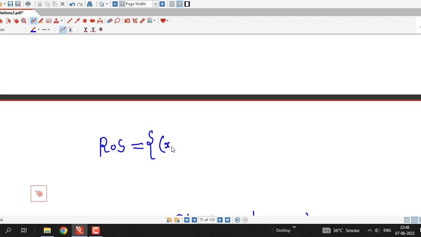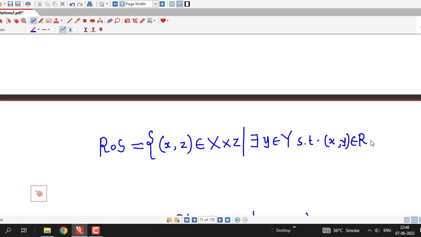and S, and the definition is: the ordered pair (X, Z) belongs to X cross Z such that there exists some element, say small y, in set capital Y such that (X, Y) is in relation R and (Y, Z) is in relation S.